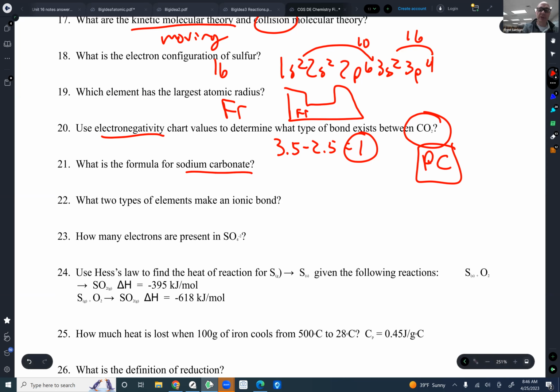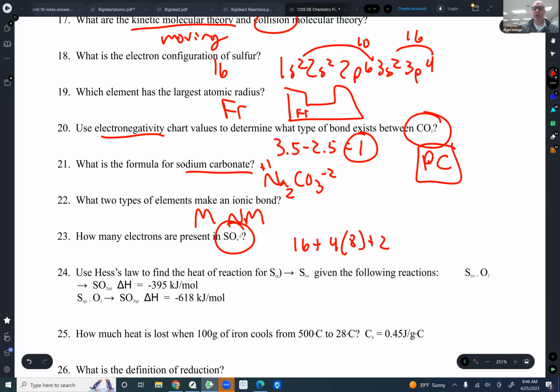The formula for sodium carbonate, sodium is Na, carbonate is CO3. The charge is -2 and +1. You crisscross applesauce, so it ends up being Na2CO3. What two types of elements make up an ionic bond? A metal and a non-metal. How many electrons are present in this? Well, sulfur has 16, we just talked about. There are 4 oxygens, they each have 8, but what we need to recognize is that little tiny number there, the exponent -2 means you're adding 2 electrons. So 16 plus 32 plus 2 means that you've got 50 total electrons.